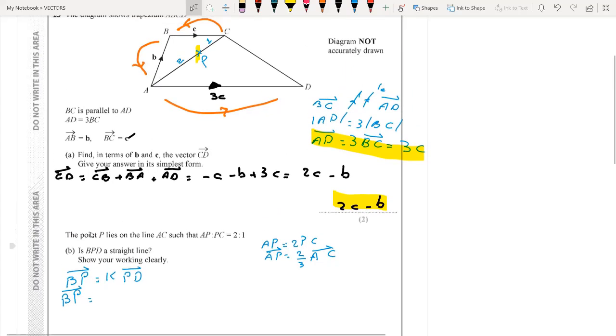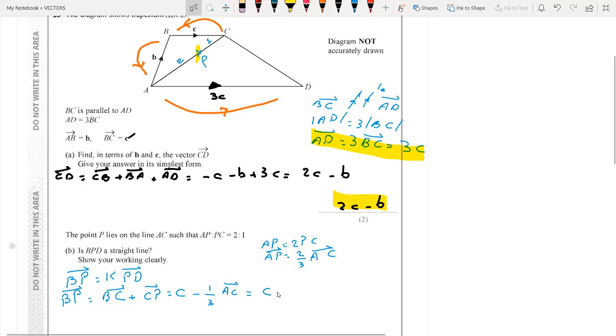BP, I will go from B to P. This means that I will go in the direction BC vector, then I will add CP vector. If I simplify, BC vector is C. CP vector, what is CP vector? CP vector is a vector that is in the opposite direction to AC. So it is negative, and it is 1/3 of AC. So CP vector can be written as negative 1/3 of AC vector because it is in the opposite direction.